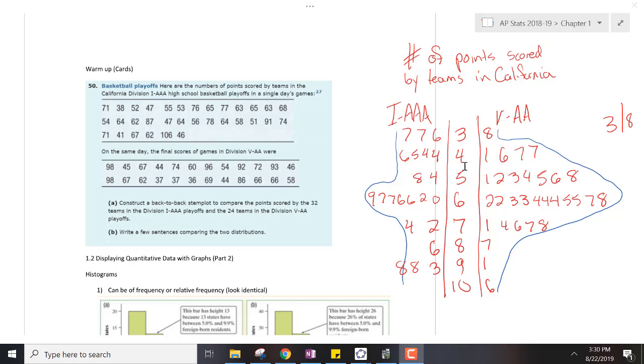Here's our back-to-back stem plot. Again, we start with our stem, which is the ones position or tens position, and then we have to throw in a 10 there because we go up to 106, but since this doesn't have the same number of digits as all the rest, that's why we have that 10 there instead of a 1 and an 06.